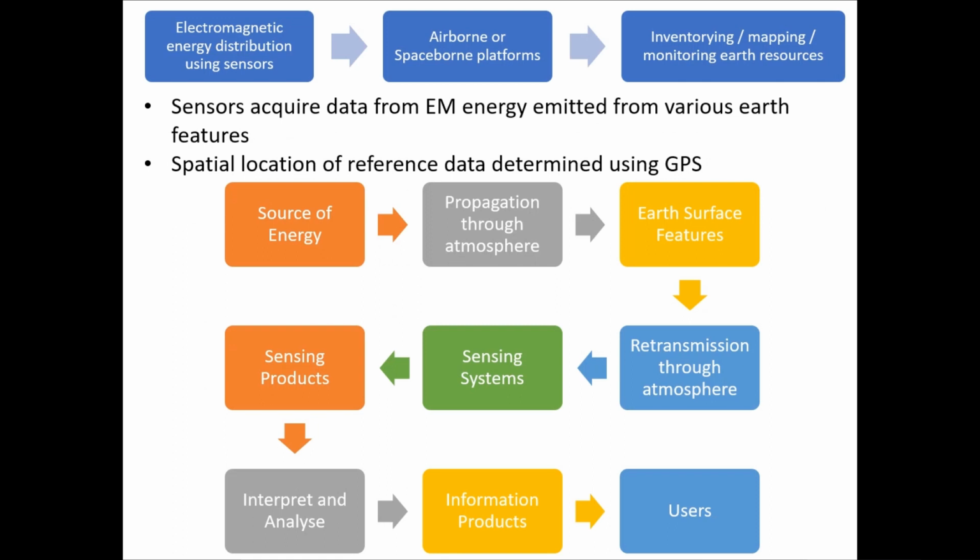So how does this whole process work? There are basically 7 steps before a user gets to use an information product. So you have basically 7 steps as I mentioned. If you are considering satellites or sensors in a camera or any remote sensing sensor, they acquire data from the electromagnetic energy emitted from various earth features. Where does that energy come from? You're dealing with the energy that is emitted from the features on the earth's surface.